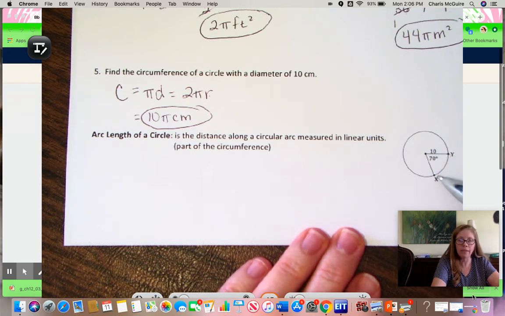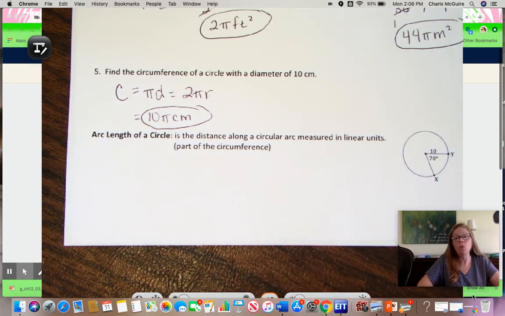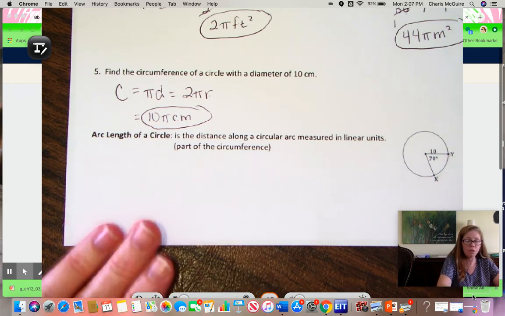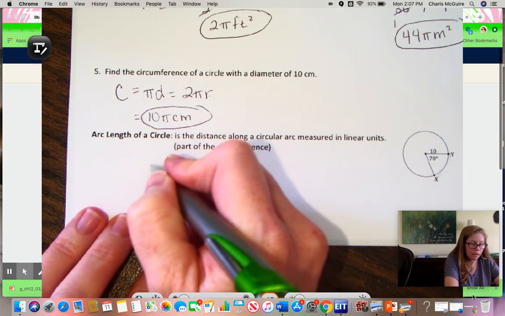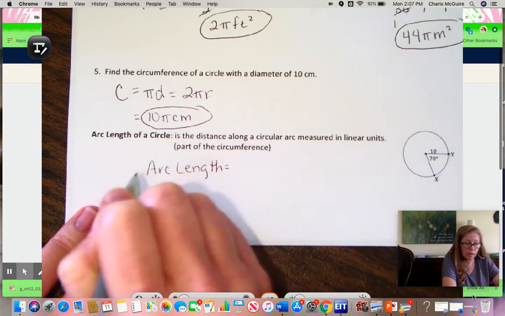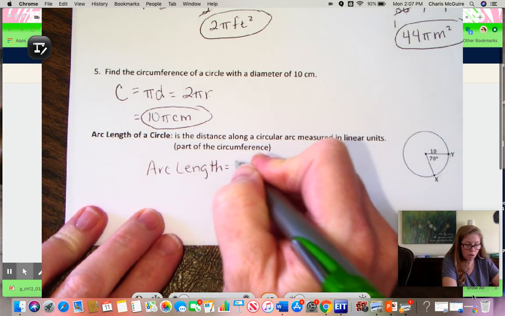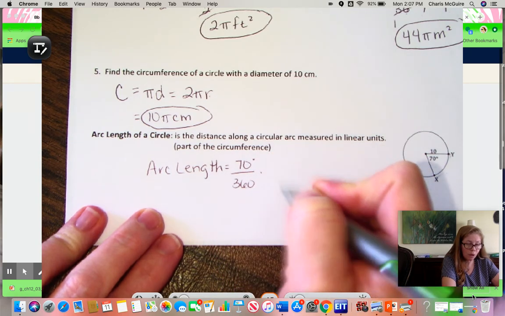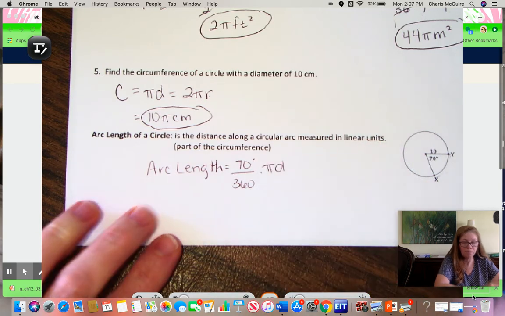So when you think of length, I want you to think of like you would maybe walk a mile, or you would walk 10 feet. It's a linear unit. So think about taking a tape measure and going around the circle, but we're only going around this little section of the circle. So since we're only doing part of the circle, the formula for the arc length is going to be, let's just write this out, arc length is going to equal the degree measure, so ours is 70 out of 360 times the circumference, pi d.